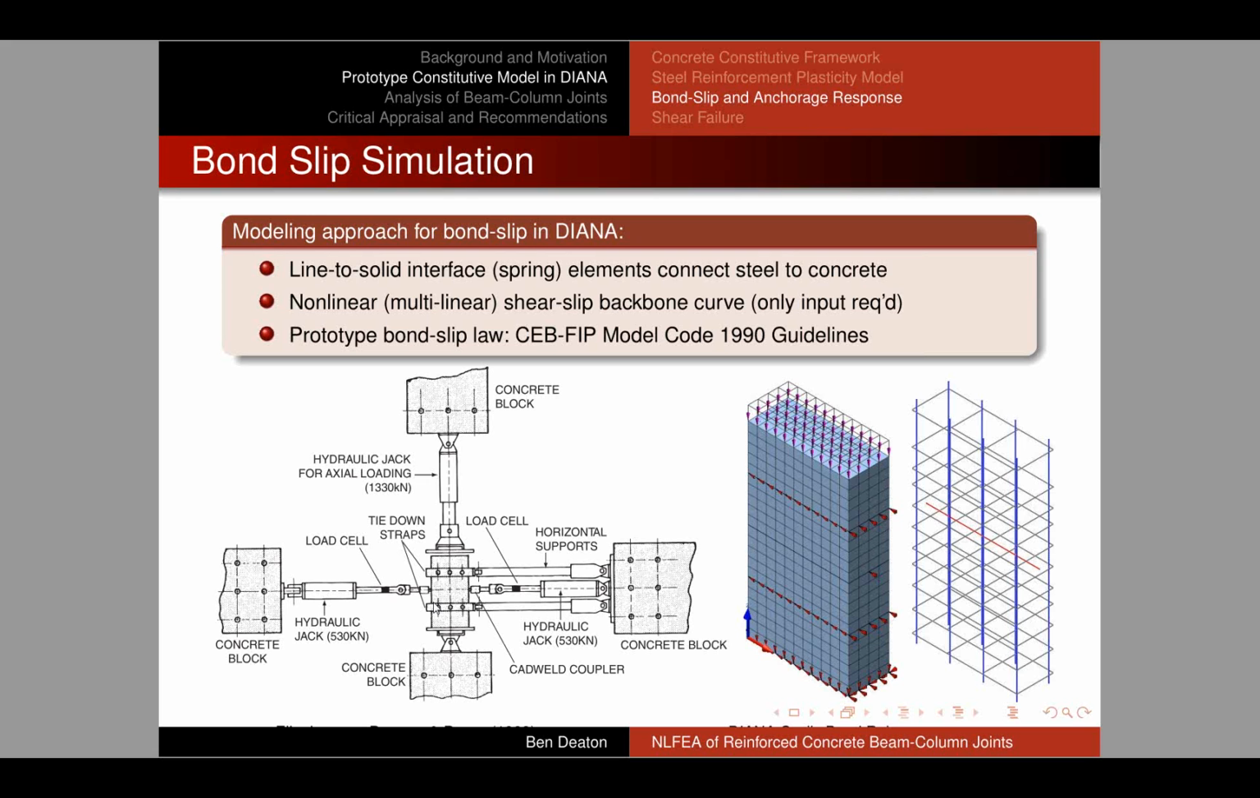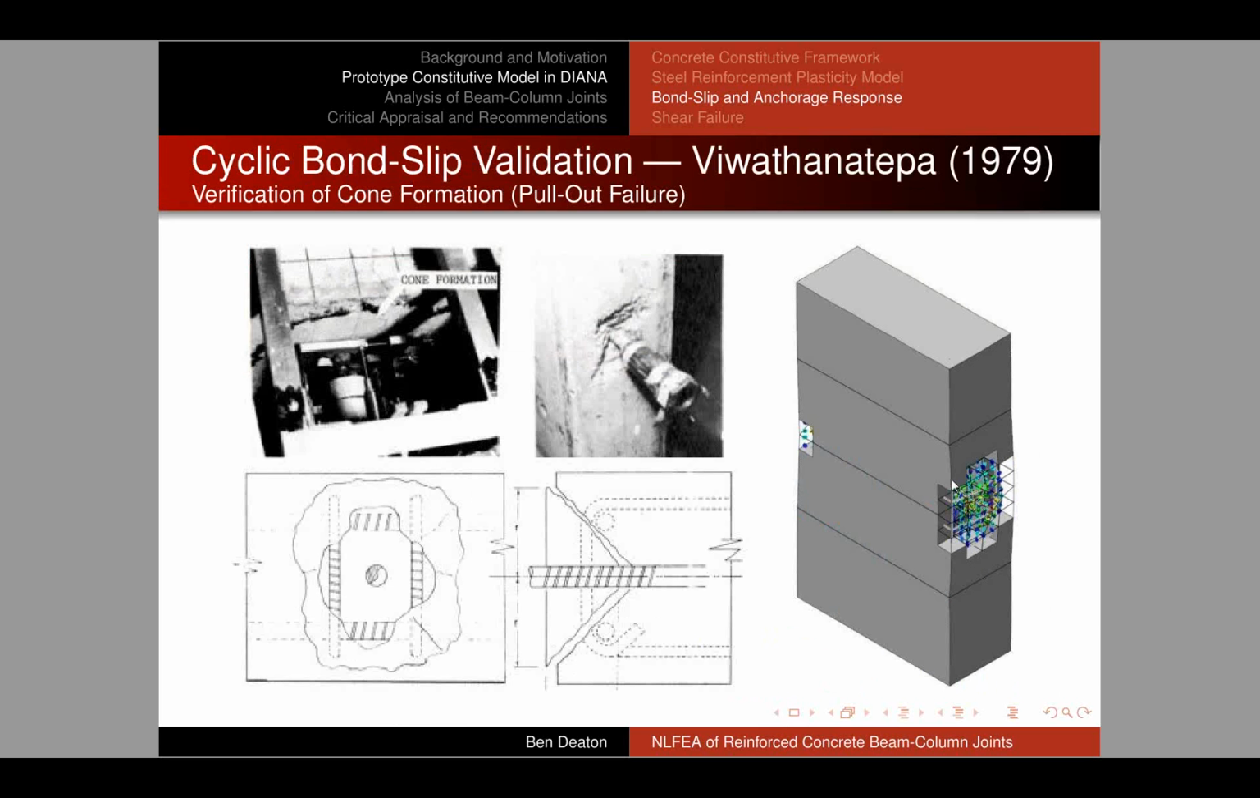The experiment you see below was a study completed by Viwathan Atepa at UC Berkeley. There was a concrete block that was restrained with these straps, and there was a bar that ran through it that was subjected to cyclic action in each direction. So you can see the model of it. Here in red is the reinforcing bar that was subjected to pull out. And the first thing I'll show is that we were able to capture the typical cone formation pull-out failure that you see in a test like this.